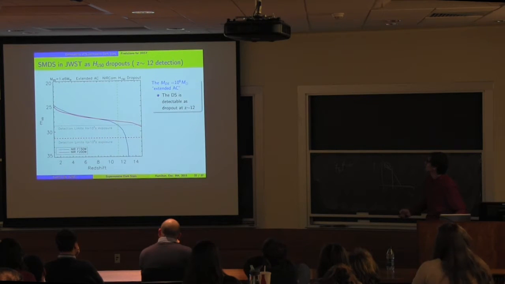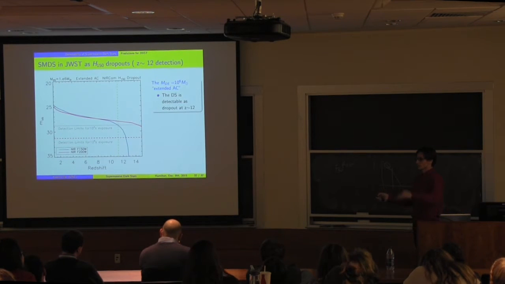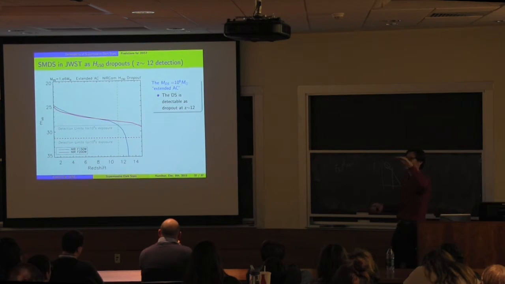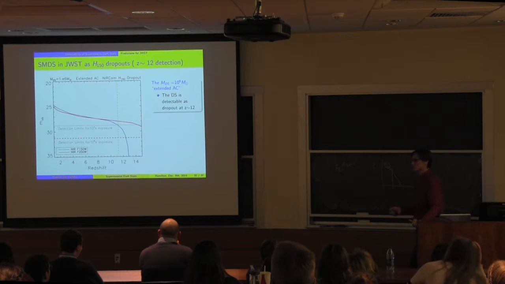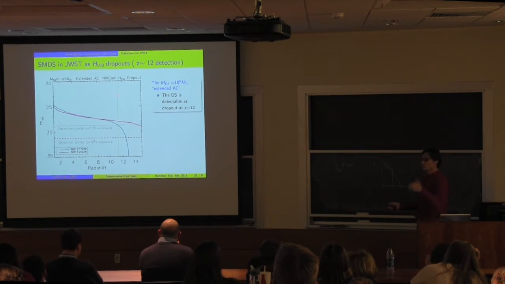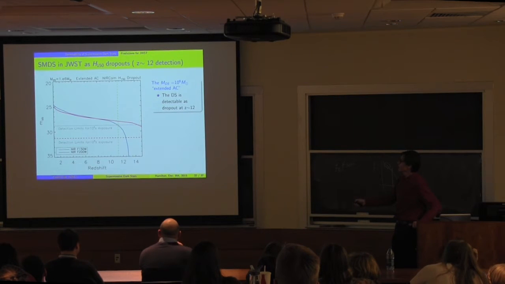Where were we? Okay, now the interesting case. There's almost no hope to detect them at redshift 10. Can you detect them at redshift 12? And the answer I'm going to show you in a second is yes. So at redshift 10, they can be detectable even with the stringent bounds from HST as an H dropout, H150 in this case. So again, the candidate, a million solar mass, formed with extended adiabatic contraction.